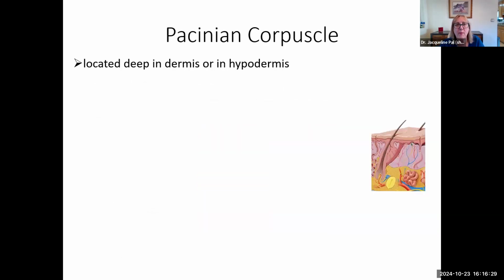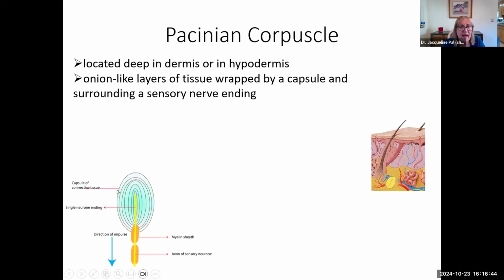Okay, the third type are the Pacinian corpuscles, and these are way deep in the dermis, or as this one is showing, it's in the adipose tissue, so it is in the hypodermis, in the subcutaneous tissue. When we look at it, it has these onion-like layers of tissue, and it also has a capsule surrounding it. So we have an axon of a sensory neuron, which is myelinated, and then the end of the neuron doesn't have myelin, but it has these layers with this gelatin-like stuff between it.